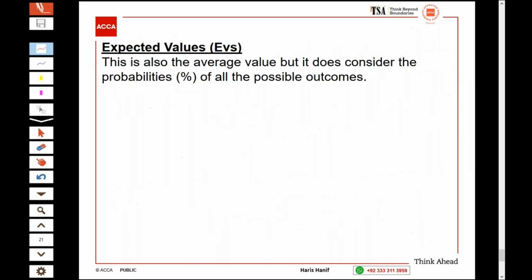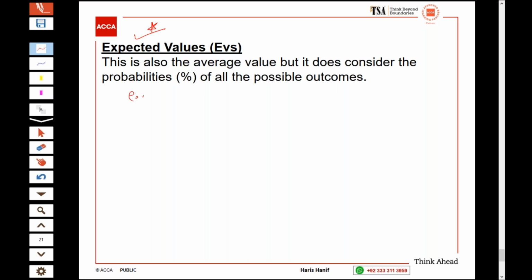Okay, let's now move on to the next slide, that is the expected value. Now, what do you mean by the term expected values? See, expected values, this is also the average value, but it does consider the probabilities of all the possible outcomes.